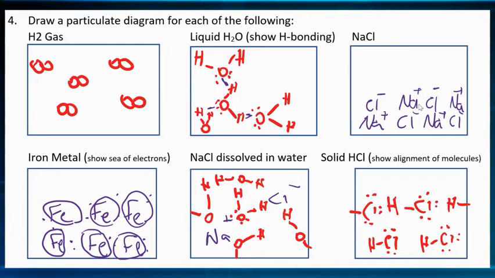With the gas, you want to make sure you show they're separated. The hydrogen bonding, you need to kind of indicate in some way that there's a connection between the hydrogen on one molecule and the oxygen or fluorine or nitrogen on another molecule. With the NaCl, you kind of have to put them in an arrangement, positive, negative, positive, negative. And with the iron, you have to show those extra electrons kind of floating around on the outside, showing that sea of electrons.